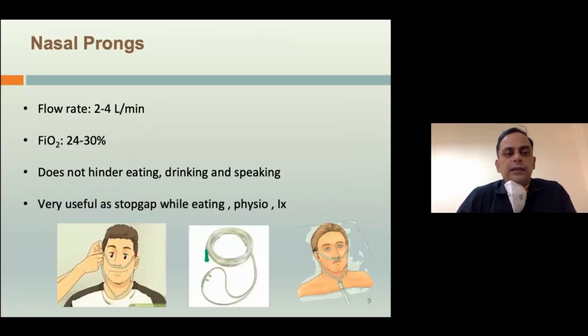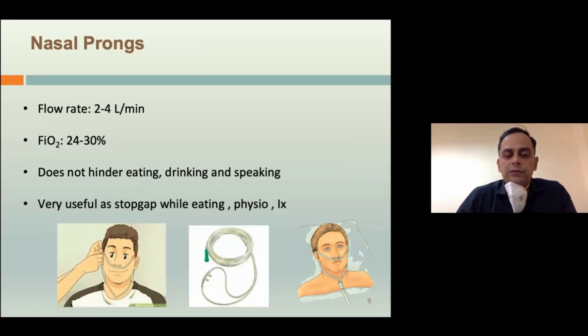Coming to the first device, that is nasal prongs. Using nasal prongs, we can give oxygen from 24 to 30% FiO2. This is the device used as the base or minimum oxygen support. The good part is that it doesn't hinder eating. The patient doesn't feel claustrophobic. The patient can drink, speak, and communicate.